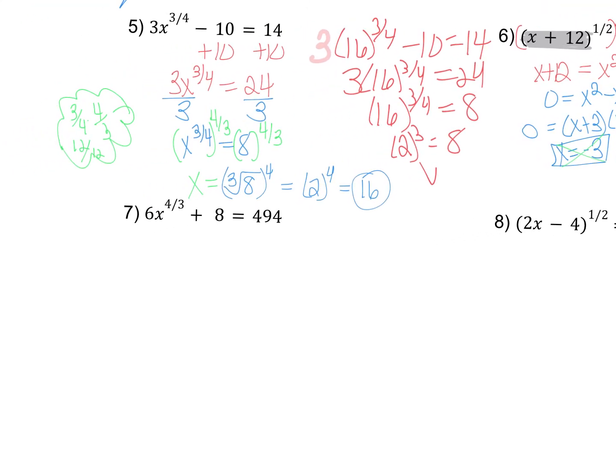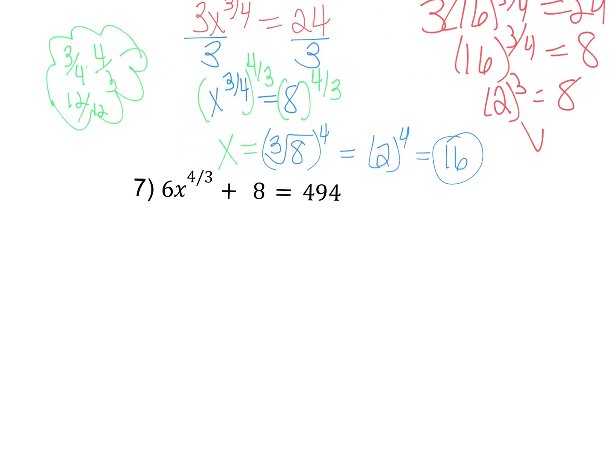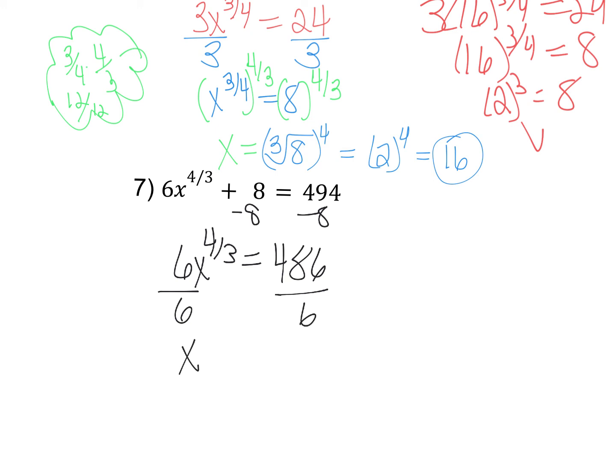Okay, so let's go ahead and move over to the next one here. I have 6x to the 4/3 plus 8 equals 494. You might need to break out a calculator here. If I subtract 8 from both sides, I'm going to get 6x to the 4/3 equals 486. And if I divide that by 6, I get x to the 4/3 equals 81.